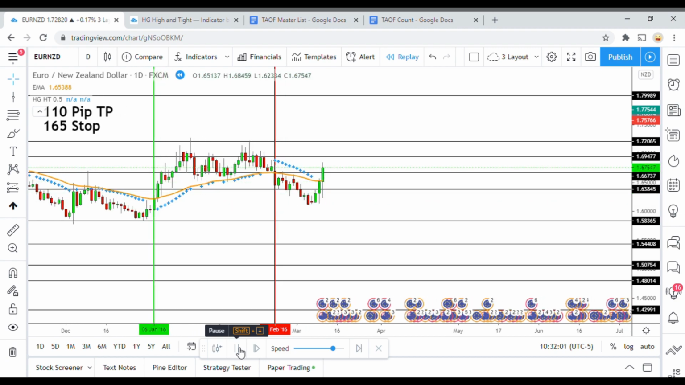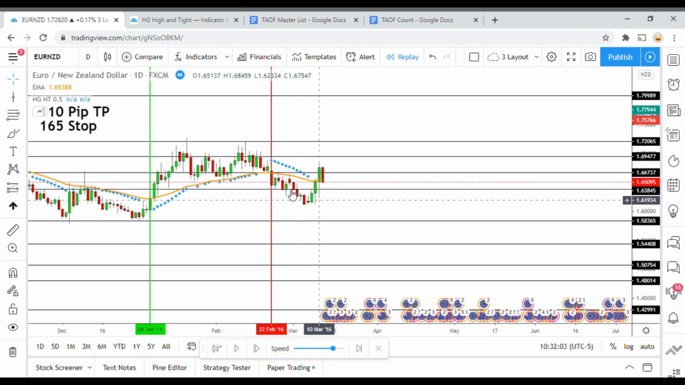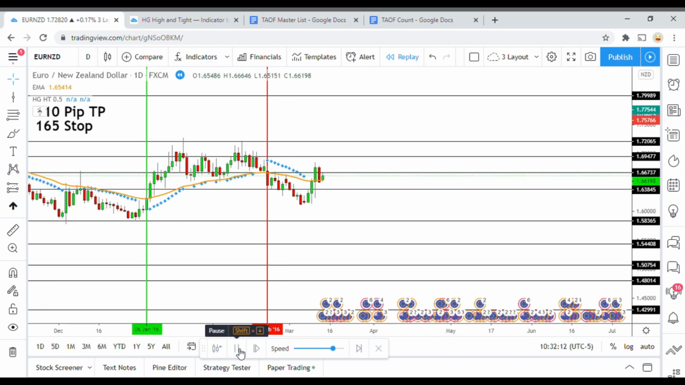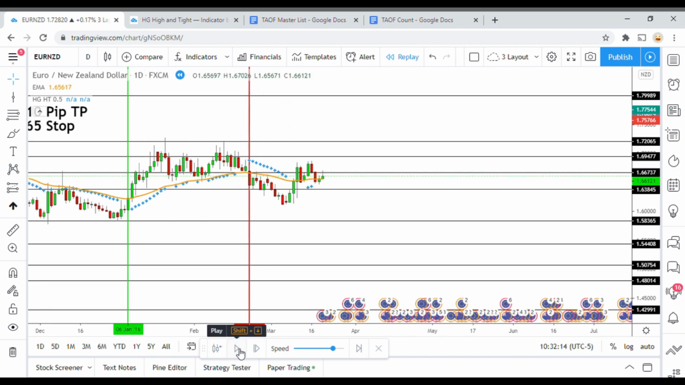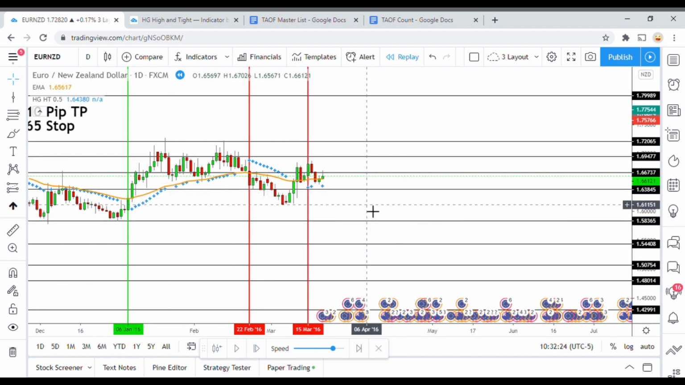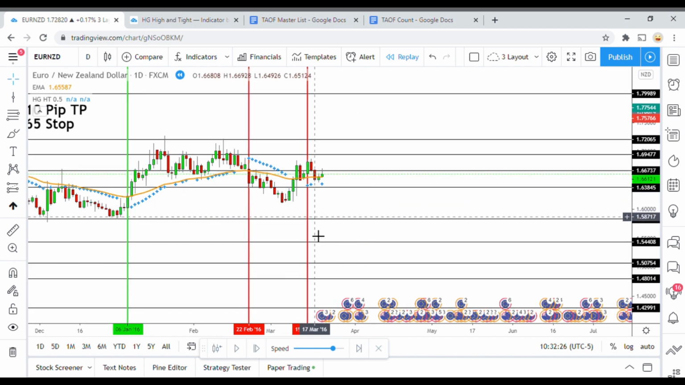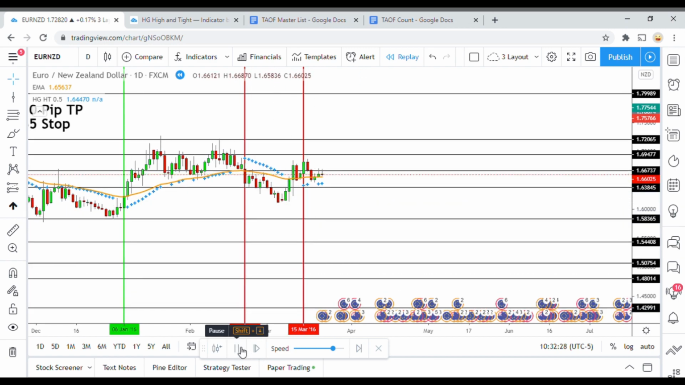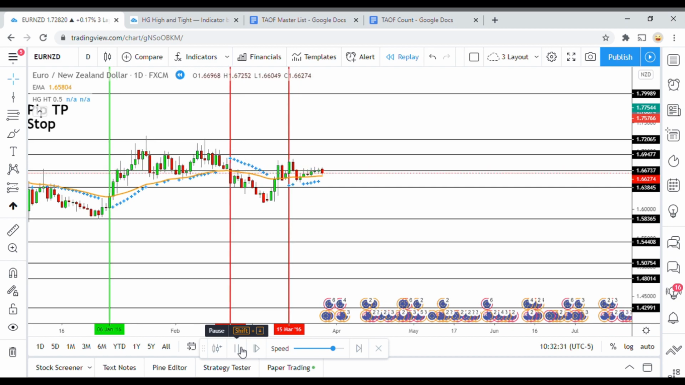Let's go ahead and keep playing it out. It's a shame because it would have gotten us to take profit had we not gotten a strong pullback right here as soon as the signal took place. There we go. All right, so we have a long signal right here. That one did not work out for us.